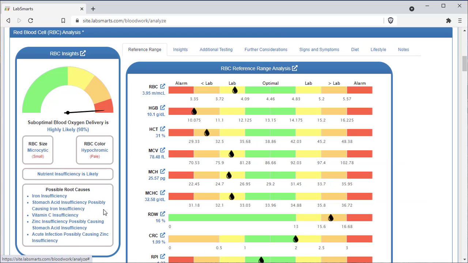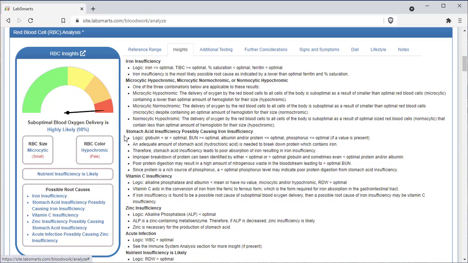Also here, you'll see that there's a zinc insufficiency, and zinc insufficiency could possibly be causing the stomach acid insufficiency. Well, you'll see here, these are the markers and the patterns used that indicate a stomach acid insufficiency. If you look down here under zinc insufficiency, we're using alkaline phosphatase. In this case, there's a low alkaline phosphatase, and alkaline phosphatase is a zinc-containing enzyme, and if ALP is decreased, zinc insufficiency is likely, and zinc is necessary for the production of stomach acid.